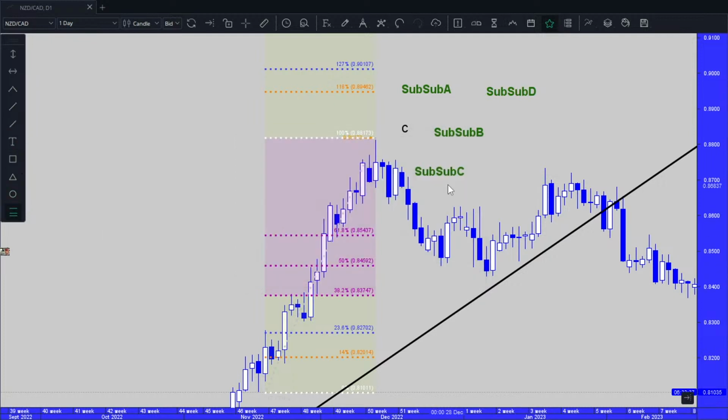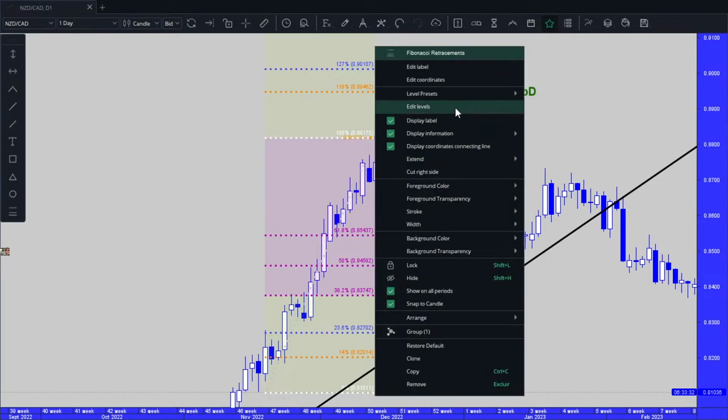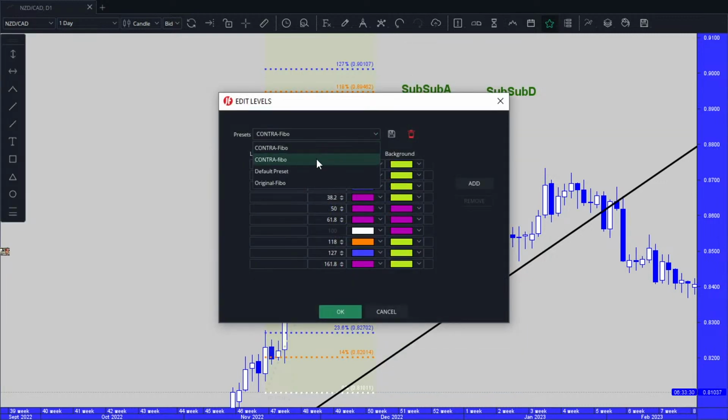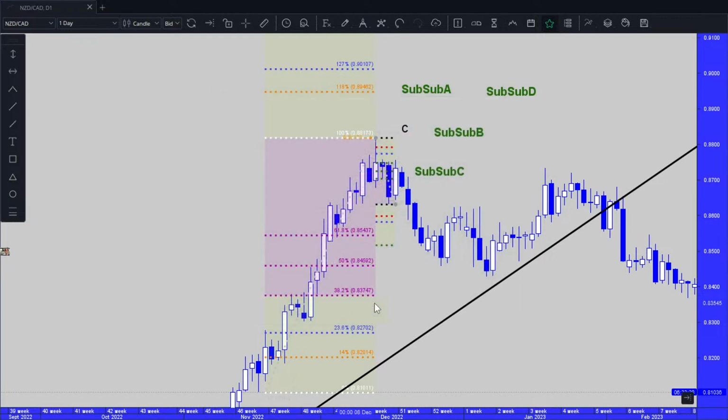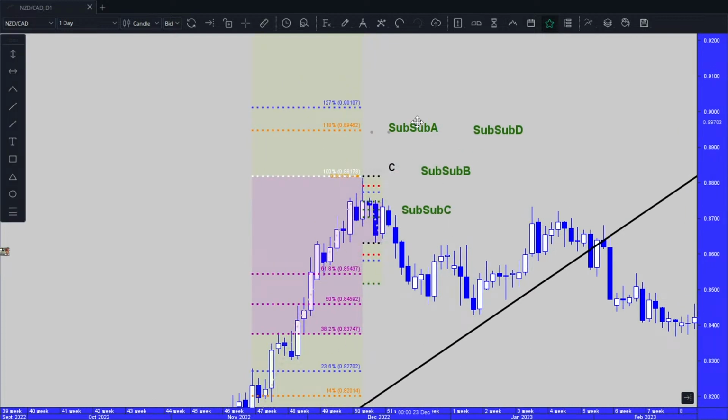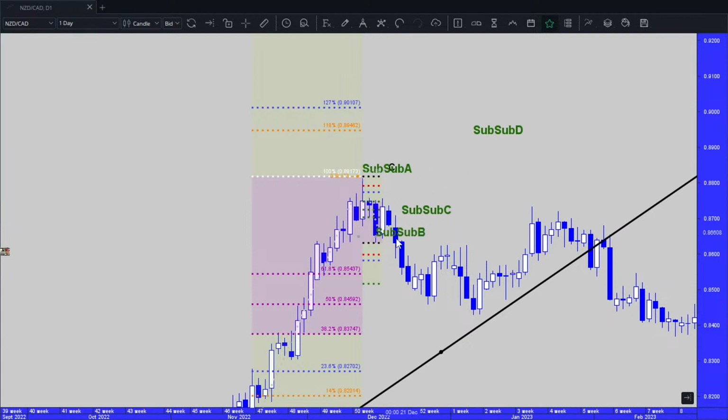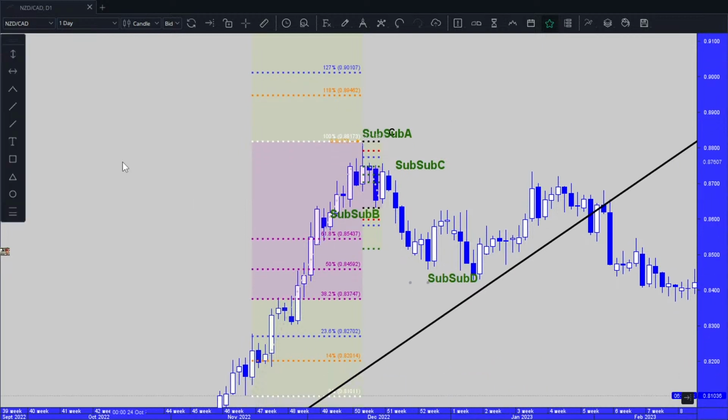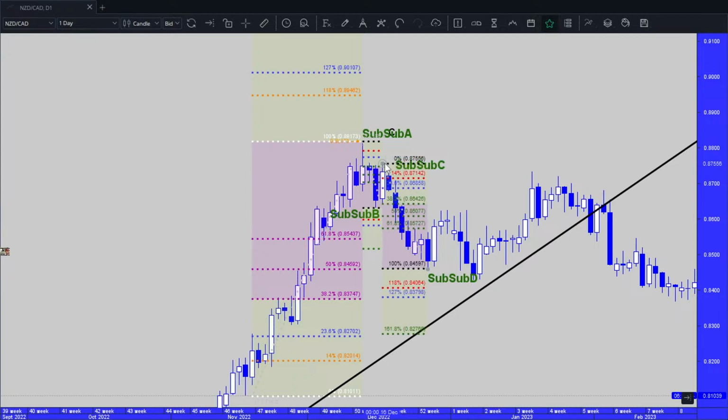We need to find high to low. Same rules apply. Remember everybody, exactly the same rules apply. Original Fibonacci, there you go. Sub A, sub B, sub C, green goes to green. Right, so this was the first sequence talking about the Fibonacci of the conformation. This is now the second sequence.